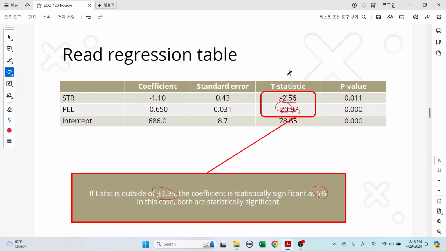So you may use either the p-value or the t-statistic to tell statistical significance. By the way, the t-statistic is calculated as the coefficient divided by the standard error. So these two will give you the t-statistic. Even if I don't give you these columns, you should still be able to calculate it based on these two things.